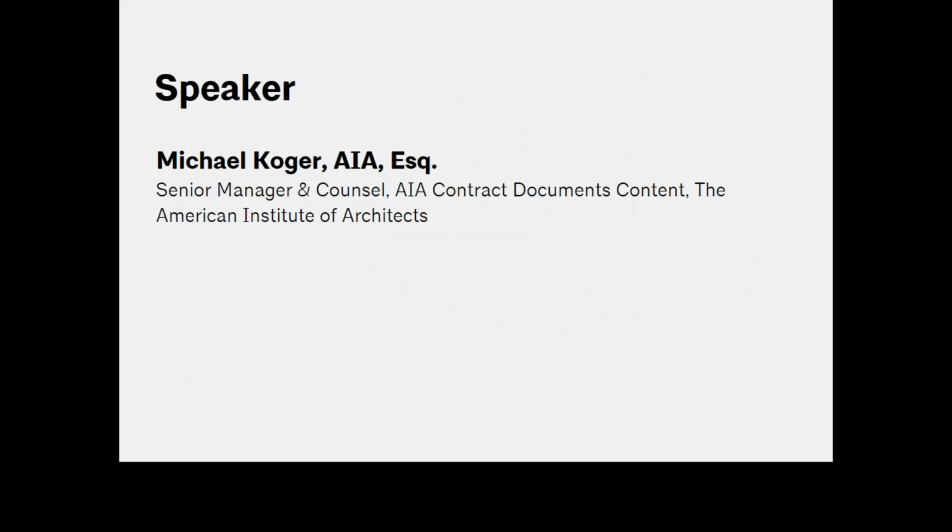As for myself, my name is Mike Koger. I am a senior manager and counsel with the AIA Contract Documents team. I started off my career as an architect and worked for about 4 or 5 years in architecture in Southern California, mostly starting off doing some residential work, but then eventually finding my way towards industrial, IT tech-heavy architecture and design. And then eventually I switched my career path to the legal side of the profession.